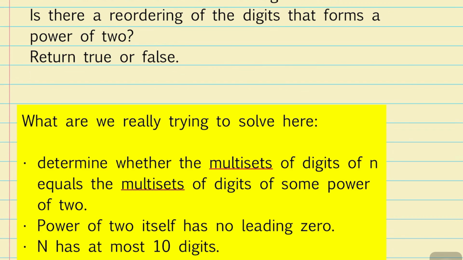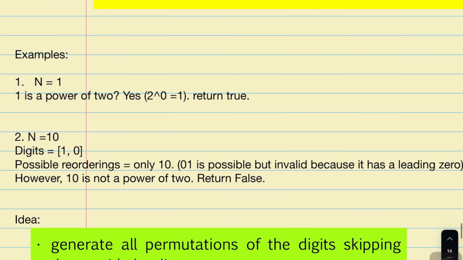Let's quickly check both example cases to build intuition. Example 1, n equals 1. The digits are 1. That's already a power of 2. 2 to the 0 equals 1. So the answer is true. Example 2, n equals 10. The digits are 1, 0. What permutations are possible without leading zeros? Only 10. The 01 permutation is invalid. Is 10 a power of 2? No. So the answer is false.